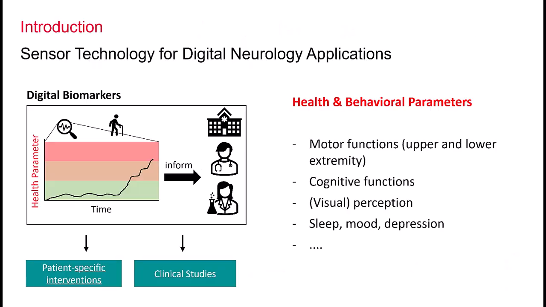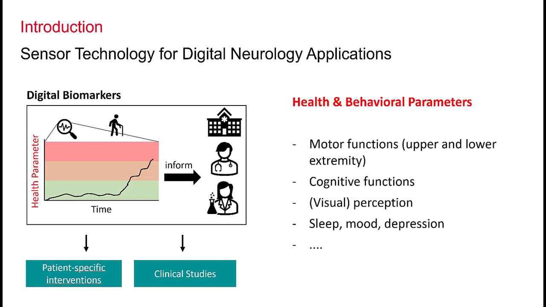In digital neurology, we often use sensor technology for digital neurology applications. And with these sensors, we can observe health parameters over an extended amount of time. A very simple health parameter would be gait velocity that we could observe using, let's say, a sensor at the patient's wrist over an extended amount of time.